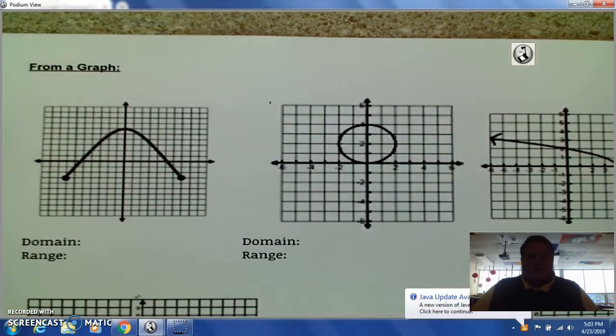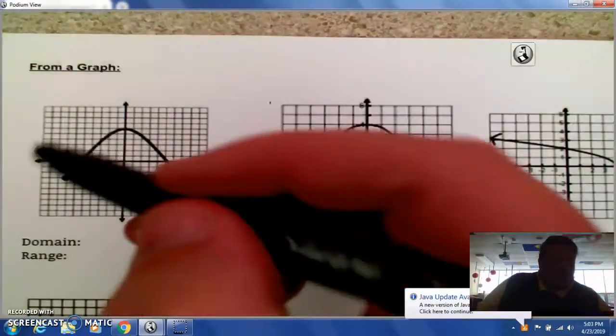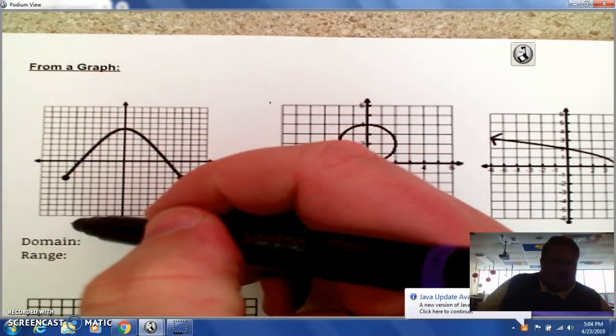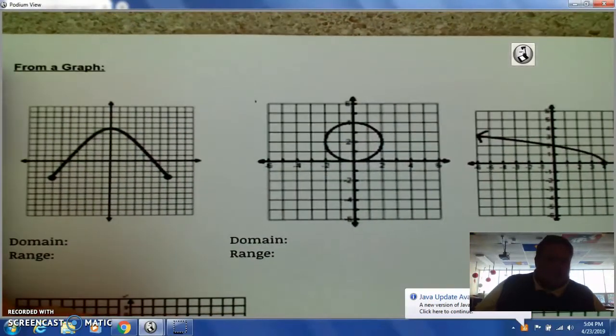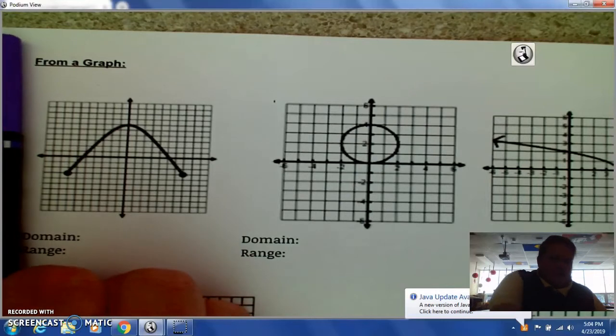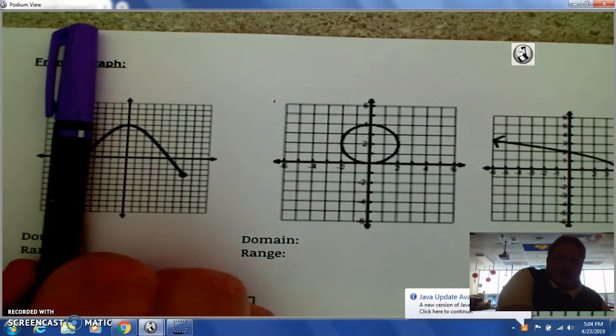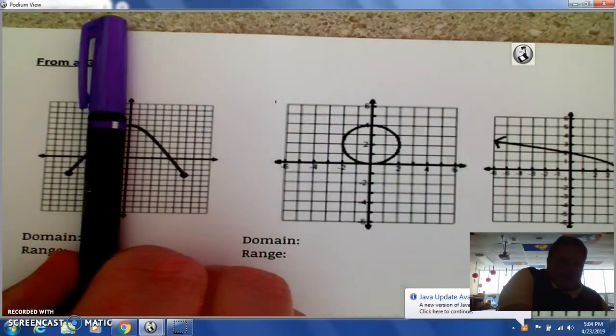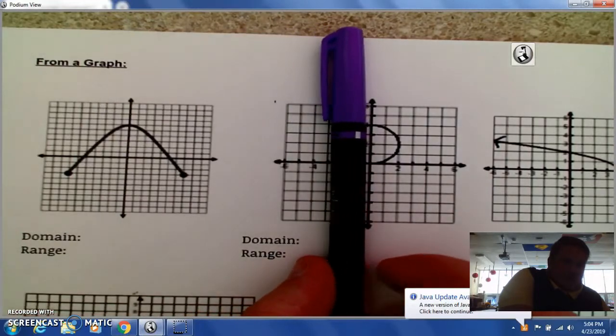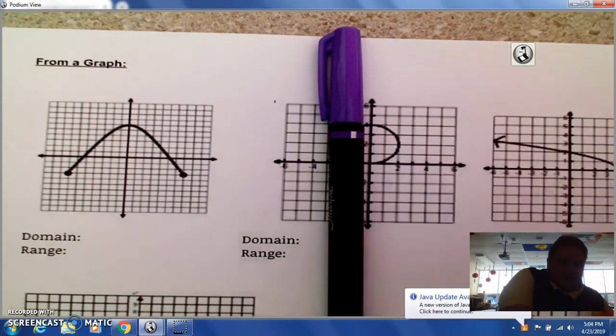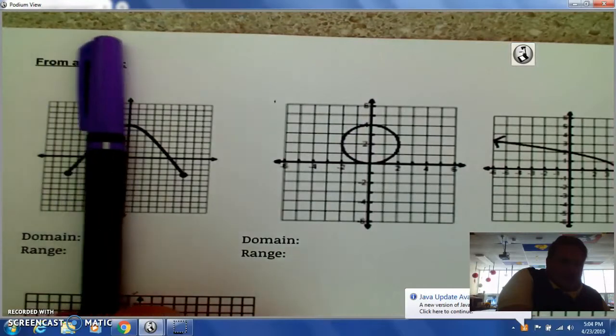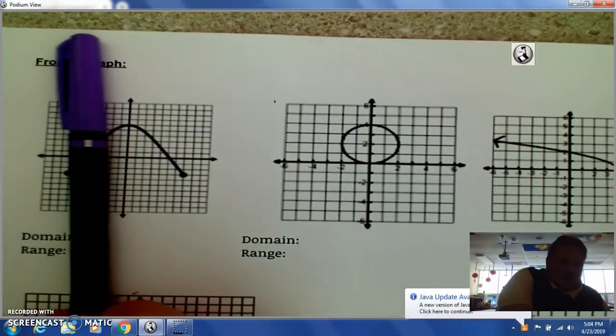These are the type of questions that start to throw people off, okay? So when you're looking at a graph and you're trying to determine whether something's a function, you want to make sure that if you were taking a vertical line and going straight across, the graph would hit only once. Like with the circle, it hits twice. It hits there and it hits there. That's not a function. This is a function because it only hits once.